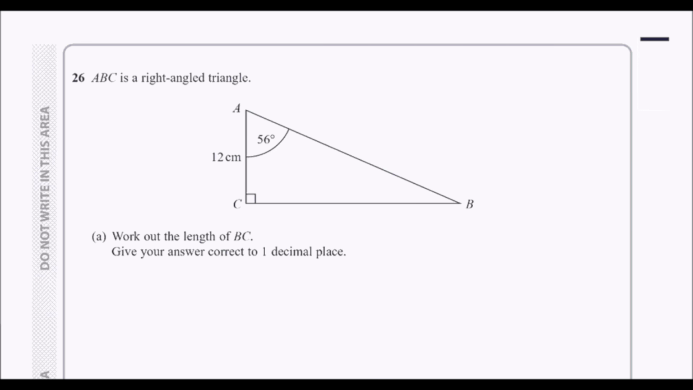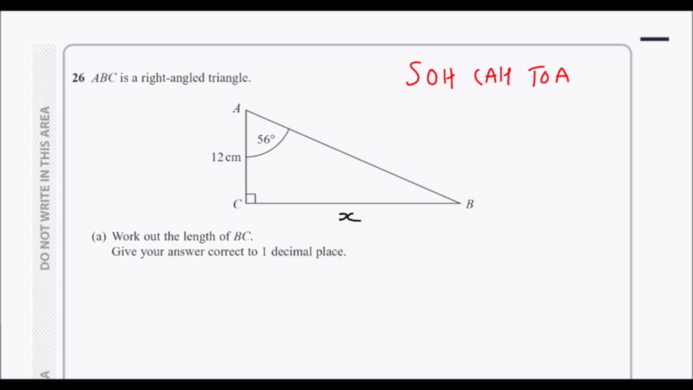Question 26. ABC is a right angle triangle. Work out the length of BC. So that's this length. Give your answer correct to one decimal place. So we've got a right angle triangle. We don't have just the three lengths. We've got an angle involved in the question. So it's not Pythagoras. It's a SOHCAHTOA question. So SOHCAHTOA.